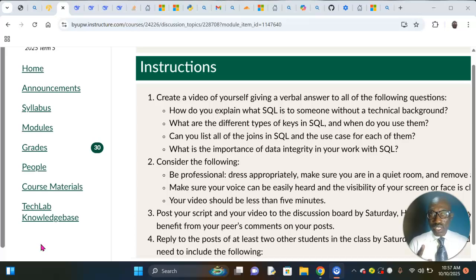Now we go to the second question. In the second question, keys are fundamental for defining relationships and ensuring uniqueness in a database. The main types are, we have the primary key. The primary key is a column or a set of columns that uniquely identifies each row in a table.